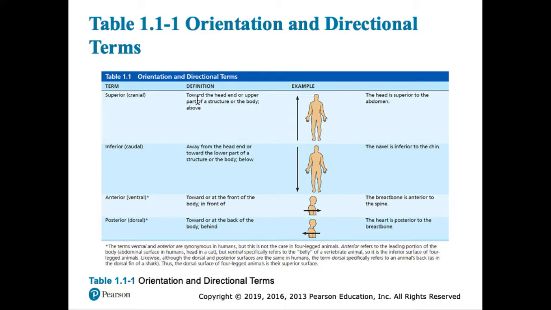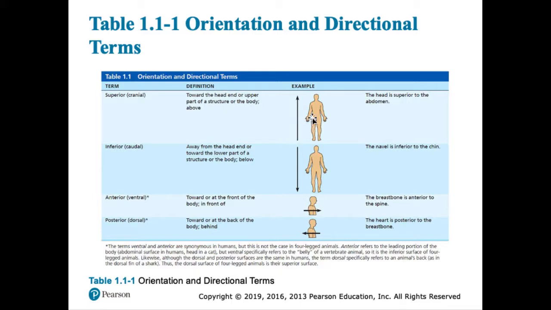So first thing we're going to talk about is orientation and directional terms. Okay, superior, sometimes cranial. Basically, that's towards the head end or upper part of the structure or the body or above. It means above. So an example is shown with an arrow pointing up. The head is superior to the abdomen, right? So it's up, it's above. The head is above the abdomen, so it's superior to it. So that's one way to think of what superior is: up, above.